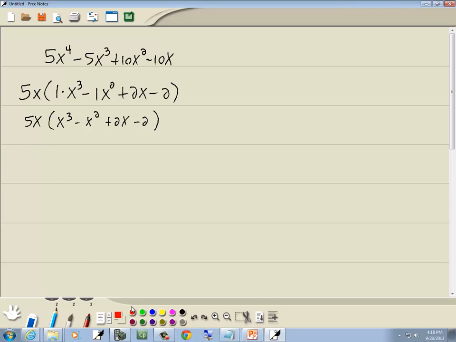Now looking at just what's inside the parentheses, we got 4 more terms. That tells us factoring by grouping. So I'm going to group the first 2 terms together, group the last 2 together. 5x just carries down. If I look at the first group, the GCF of that is x squared. Again, you always bring out the x to the smallest power.